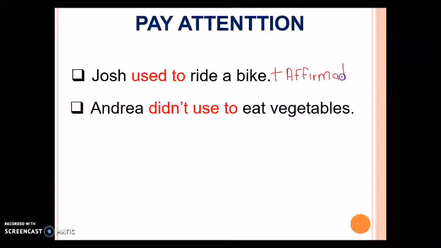And in the other example, you have Andrea. Andrea didn't used to eat vegetables. As I told you, you have to use the negative form, right? And those are in the past, again.